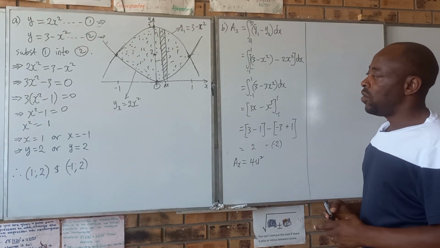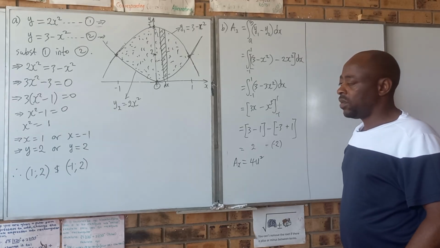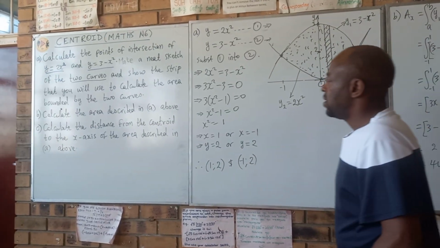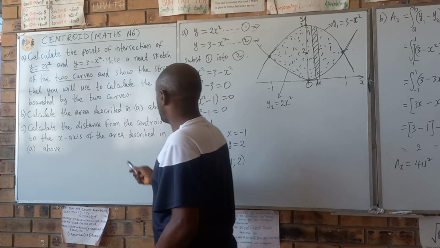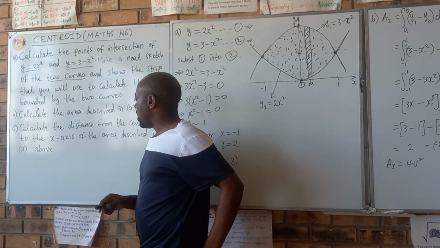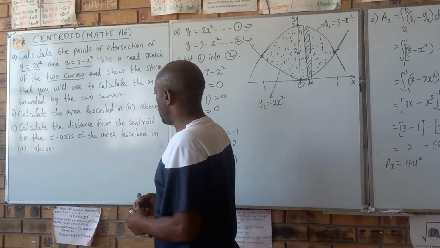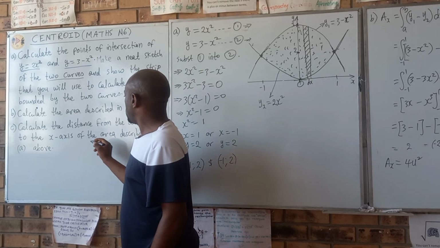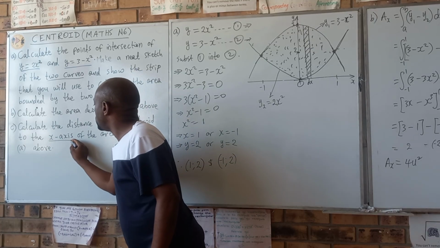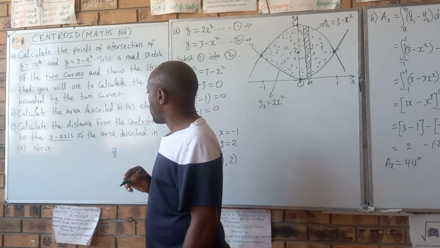So we can now look at the last part of the problem. The last part of the problem says we should calculate the distance from the centroid to the x-axis of the area. So this is one thing that students of N6 must be familiar with. When they say distance from the centroid to the x-axis, this is another name for the y-coordinate of the centroid, what we call y bar.